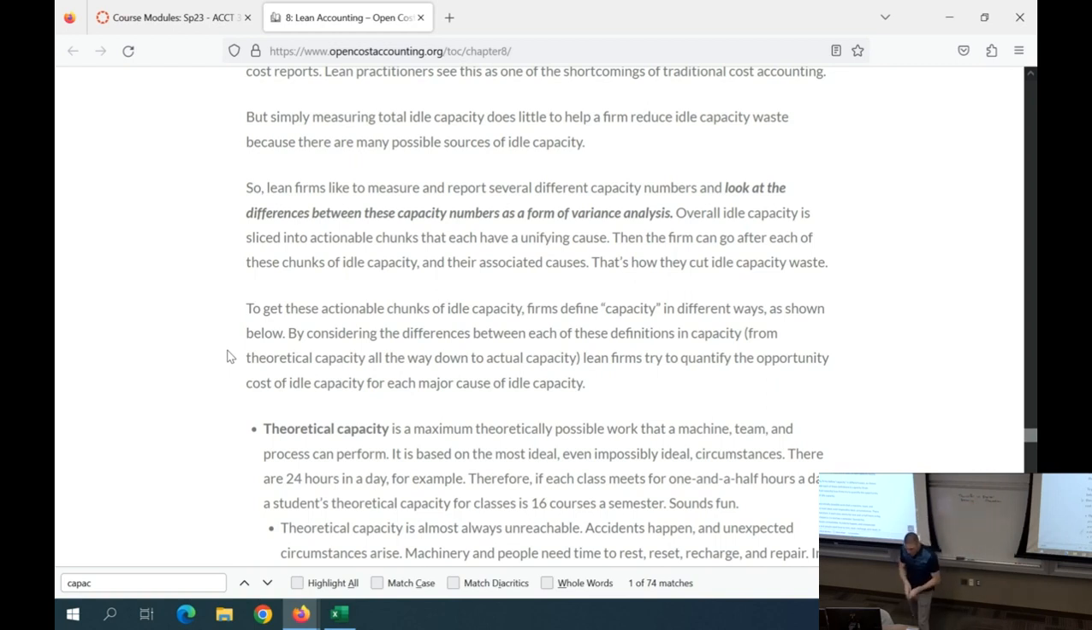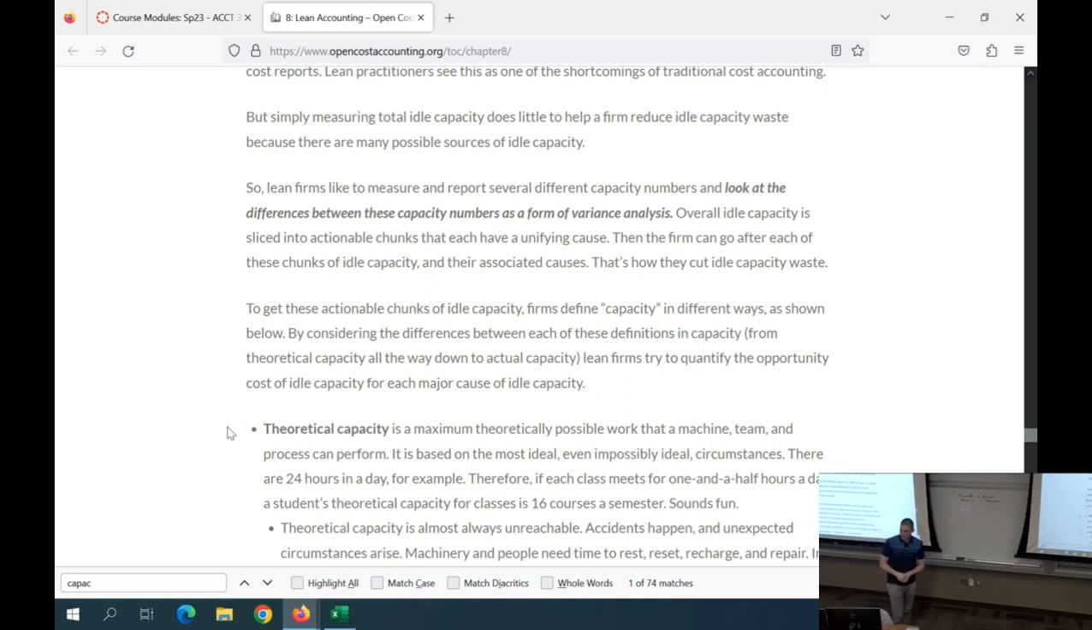All right, so capacity has 5 different definitions, starting from the very most theoretical all the way down to the most empirical. There's a big gap between number 2 and number 3, where you jump from purely theoretical to empirical. So the top 2 are theoretical, bottom 3 are empirical. The first is theoretical capacity. It's the maximum theoretically possible work that a machine, team, or process can perform, under an almost always impossibly ideal set of circumstances.